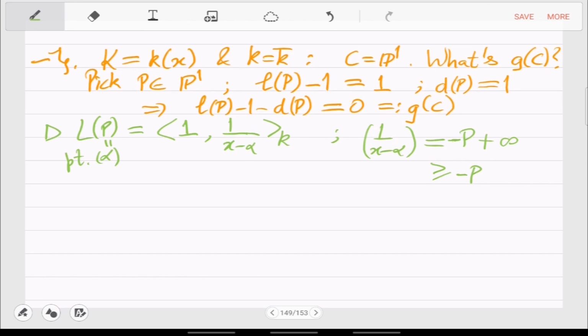So this is what I was saying, that LP minus 1 is just this interesting function 1 over x minus alpha, and any linear combination of these will work also. So you get LP minus 1 is equal to 1, which is also the degree. So you get the best. Actually in this case, yeah, you get this equality 0.